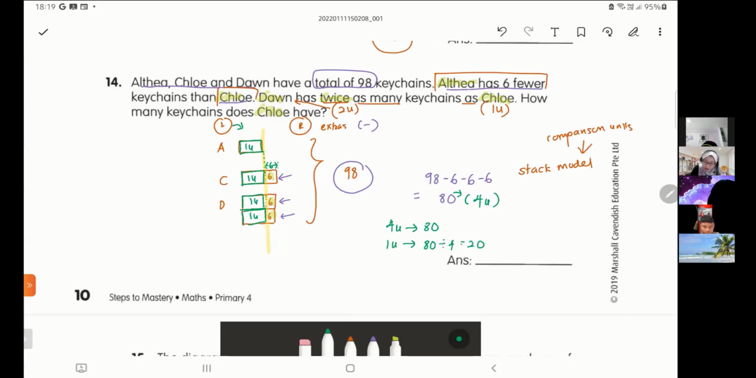Right? I want to know how many does Chloe have. So Chloe will be this one. It is 1 unit plus 6. Can you see Chloe? 1 unit plus 6. So this is 20 already. Just plus with 6 equals to 26. Answer is 26.